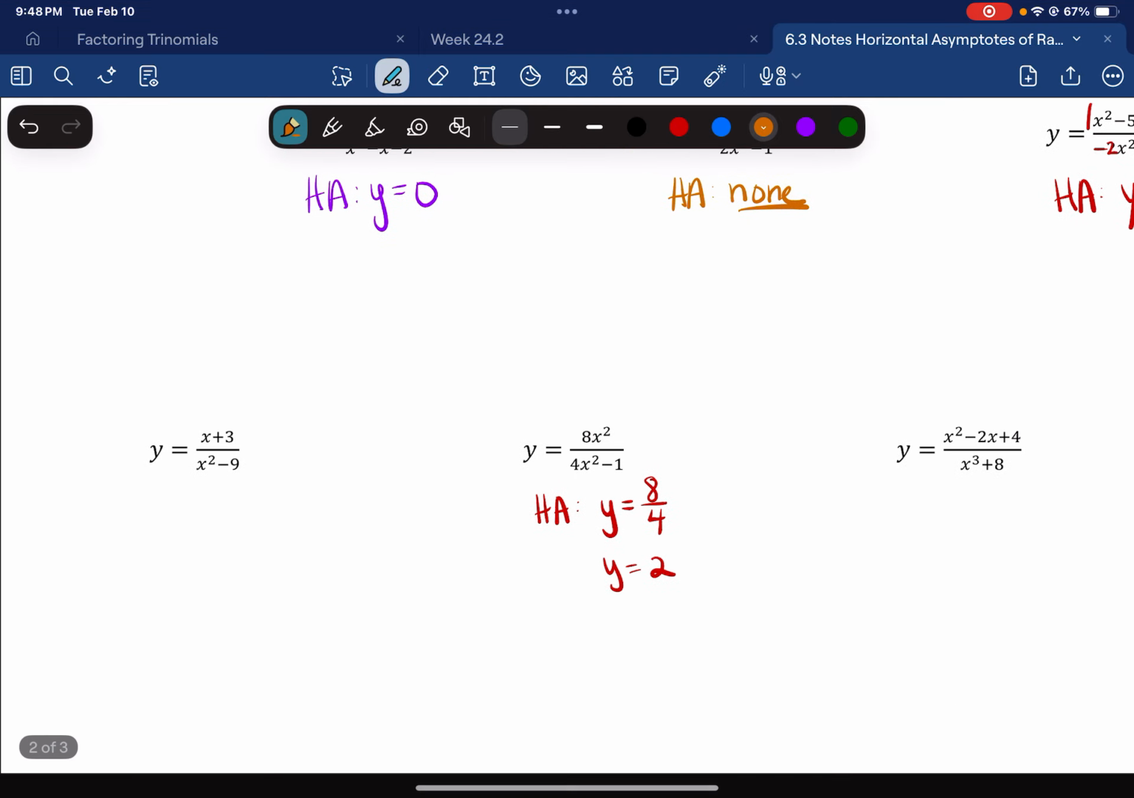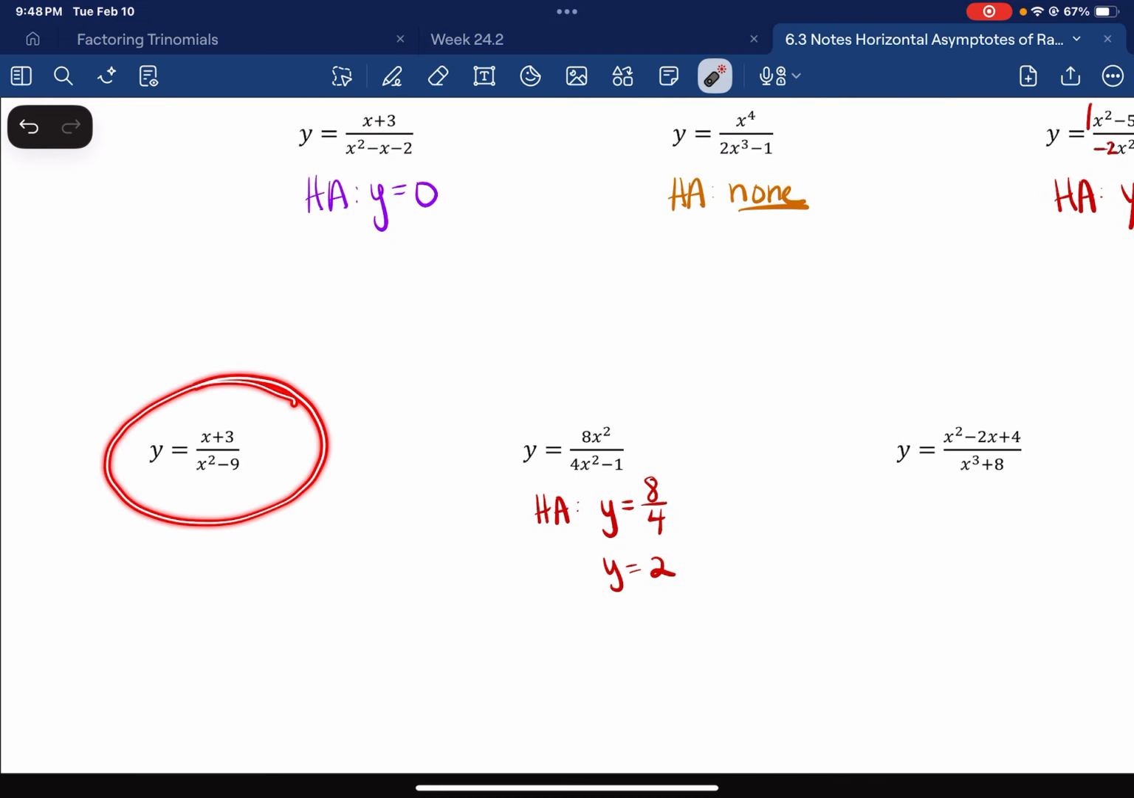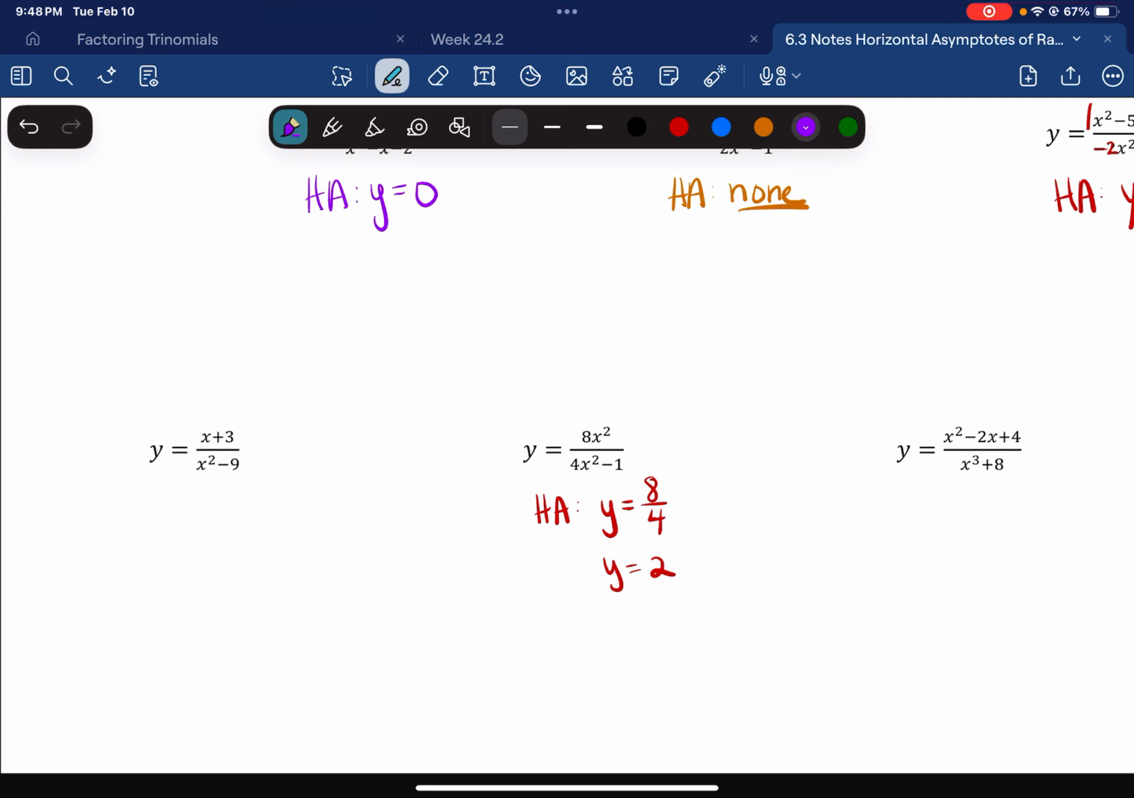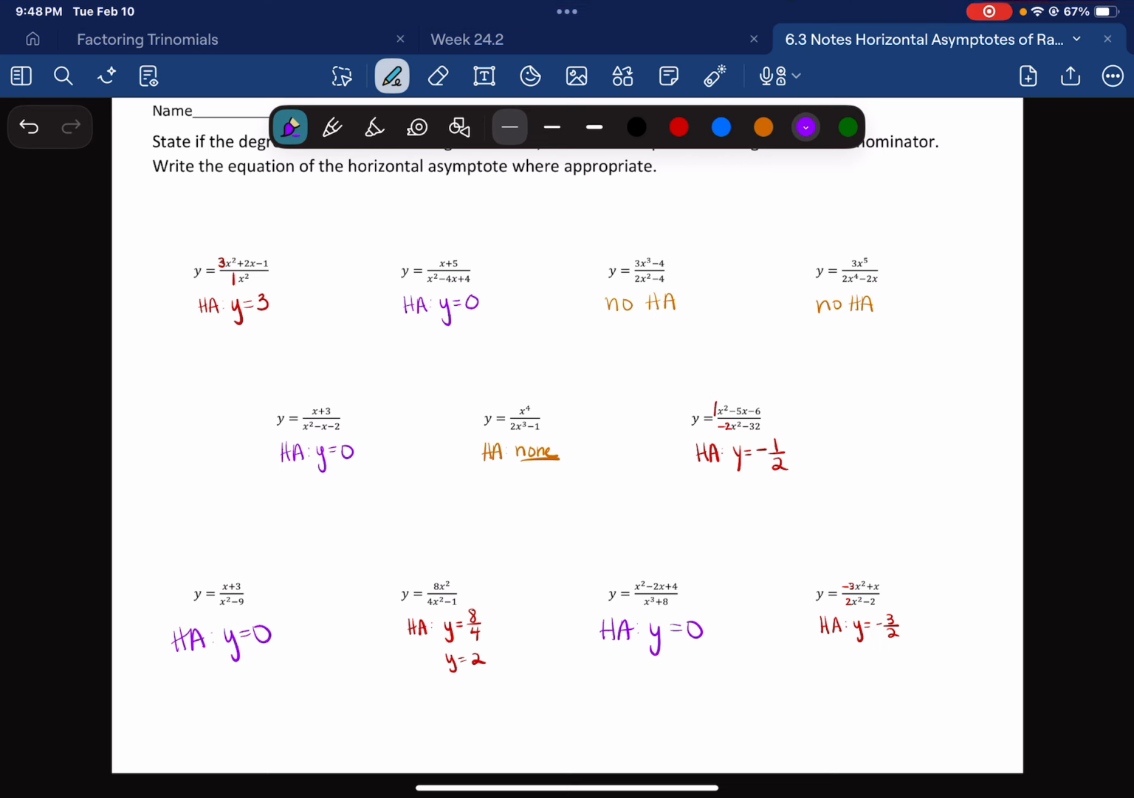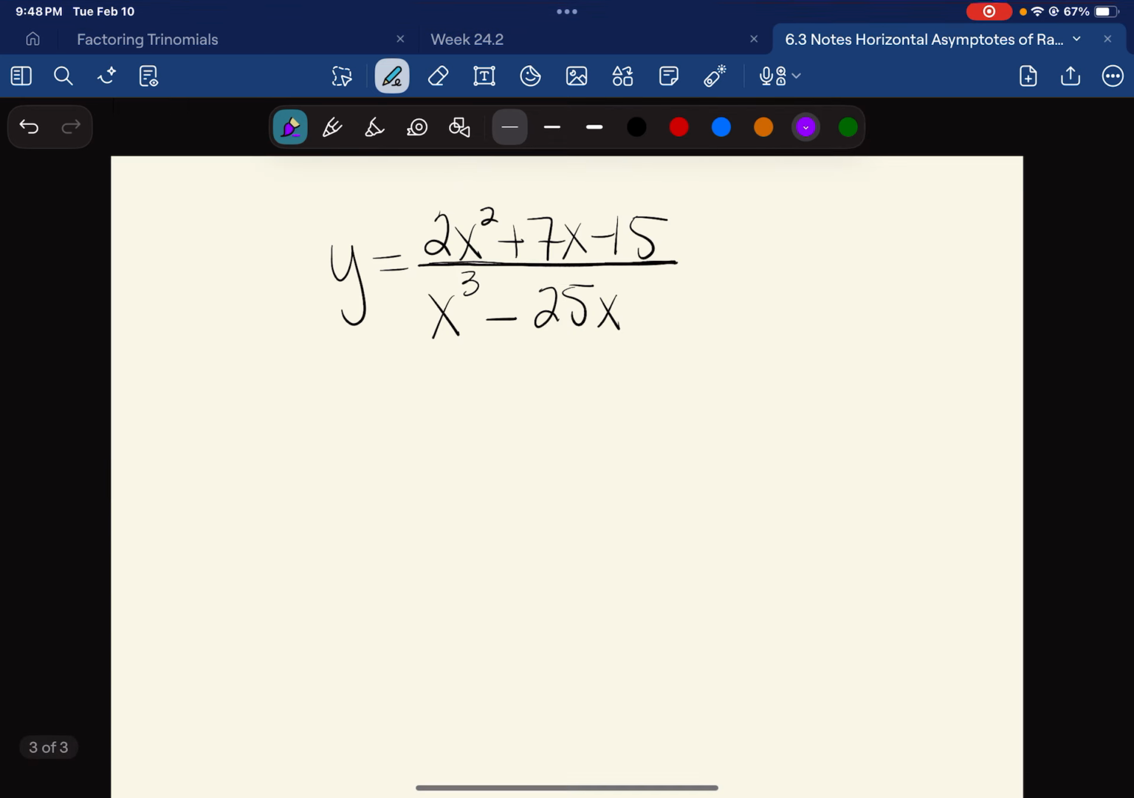And then, of course, down here in this bottom row, we have two functions whose degrees are larger in the denominator, which means both of these have horizontal asymptotes at y equals 0. And of course, the more you practice this, the faster you're going to see them. Now, very quickly, it's not on your note sheet, but I did want to put it all together, okay? So let's look at this equation.